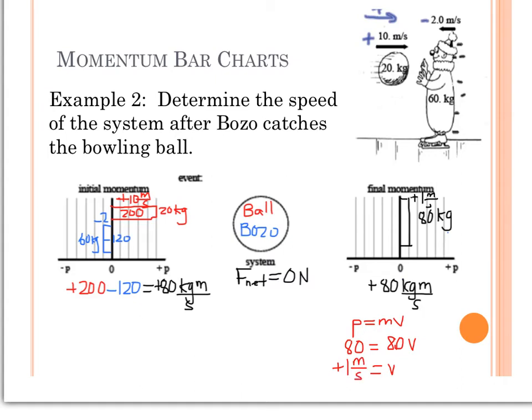So by applying the law of conservation of momentum, I have determined that the velocity of the two must be positive 1 meter per second after Bozo catches the bowling ball.